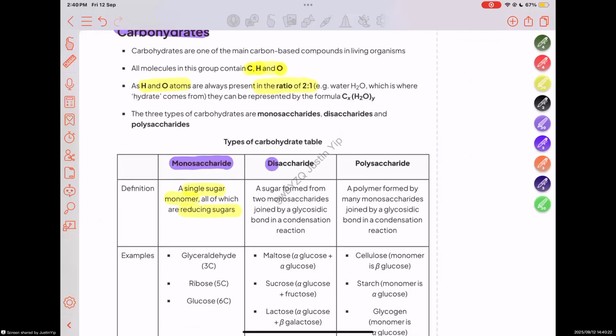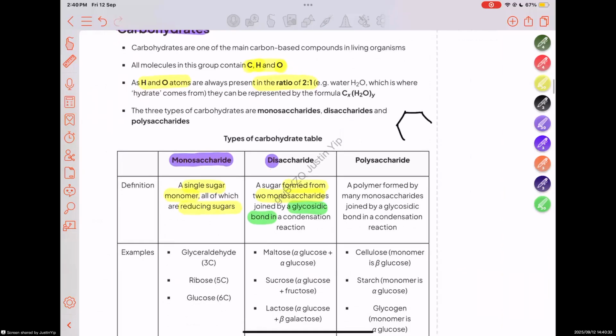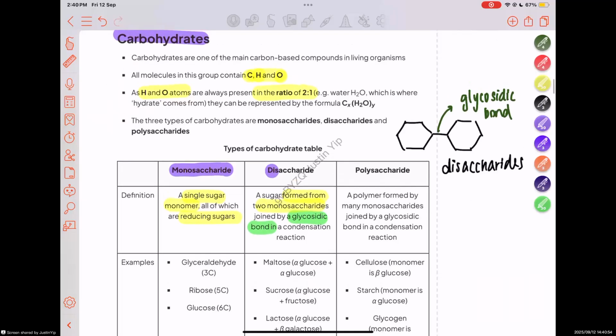While disaccharide is formed by 2 monosaccharides. And between glucose and glucose, we call it a glycosidic bond. Example, this glucose and this glucose form together. This one we call a disaccharide, since we only have 2 glucose molecules, while the middle part here will be our glycosidic bond. While polysaccharide means that you form it by many monosaccharides.